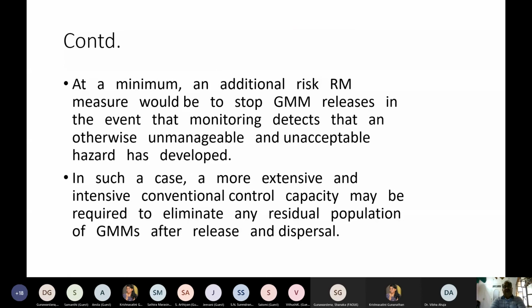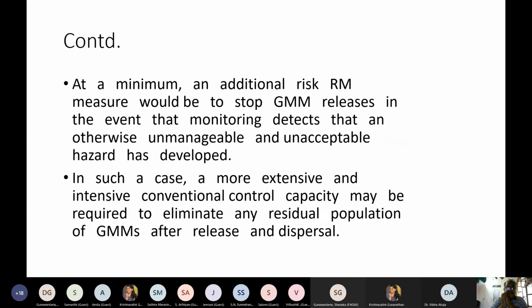At a minimum, of course, an additional risk management measure would be to stop the genetically modified releases with the very first information. If there is something going wrong with the experiment and our risk assessment has given an inkling that something is going wrong, we must take a decision to not go further. And that is why the risk management is very important, carried out hand in glove with the risk assessment investigation.